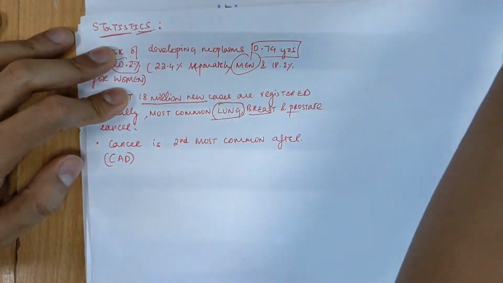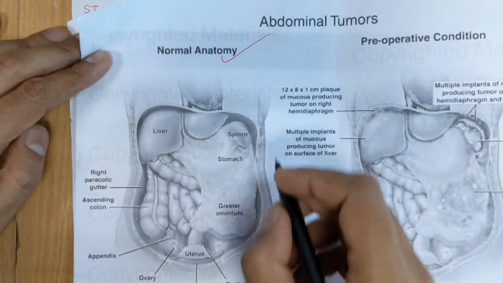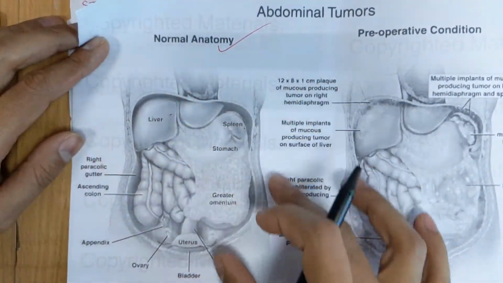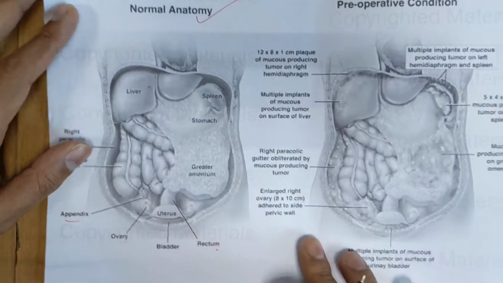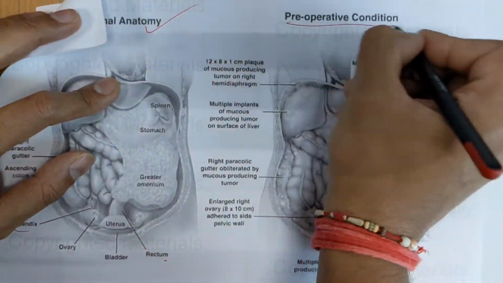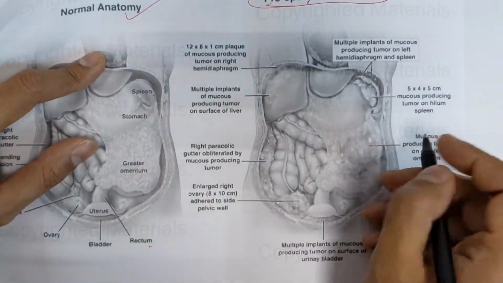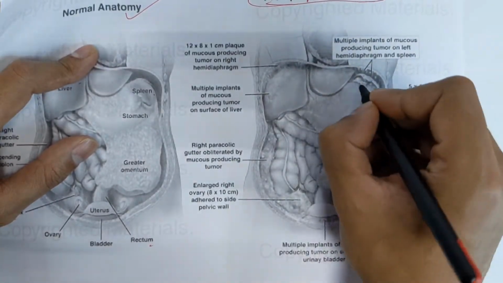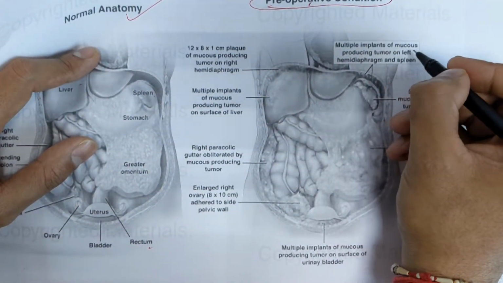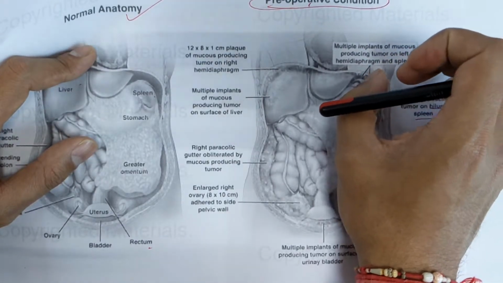Okay, so this was your video, and in the last video we can see this image of abdominal tumors, and there is a normal anatomy. You can see the stomach, spleen, all the cross section, right paracolic gutter, greater omentum, uterus, ovary, bladder, and appendix. Now you can see in this pre-operative condition, before the surgery, many tumors, a mucus producing tumor in the greater omentum. In the hilum of the spleen you can see this tumor, and there are multiple implants of mucus on the left hemidiaphragm and the spleen, left side.